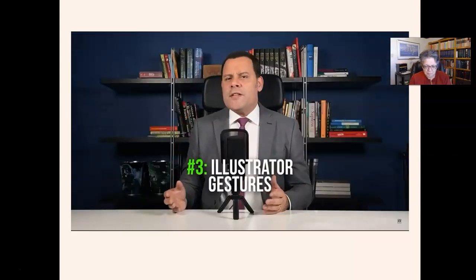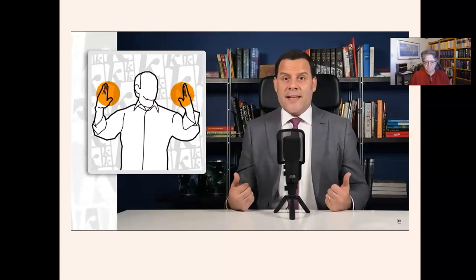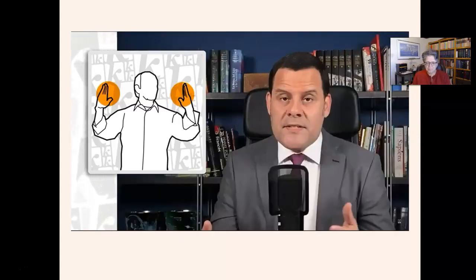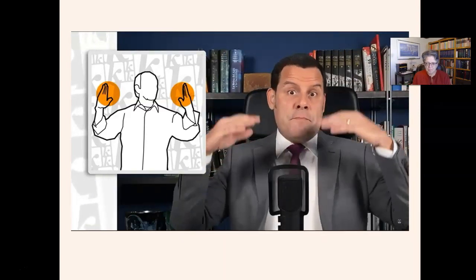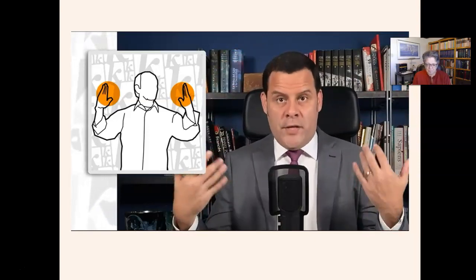Number 3, illustrator gestures to emphasize words. When someone uses their hands to make their point clearer, those are called illustrator gestures. They're very important because they help the other person understand and remember your words and connect deeper with them. For example, if you're saying that something is big or tall, or try to emphasize the point, your hands move in unison. Every time your hands support what you're saying, you're using illustrator gestures. They're very easy to detect because people almost never try to hide them.